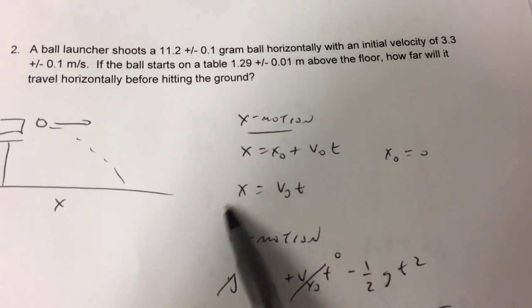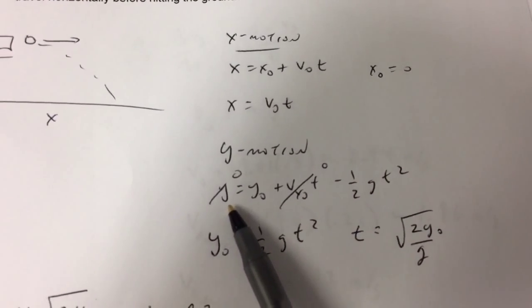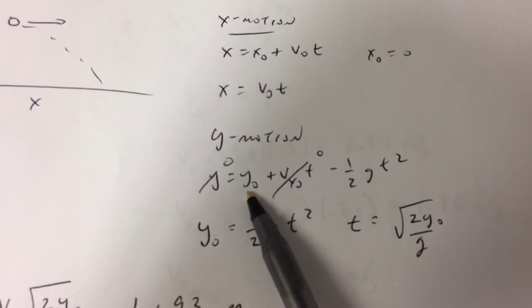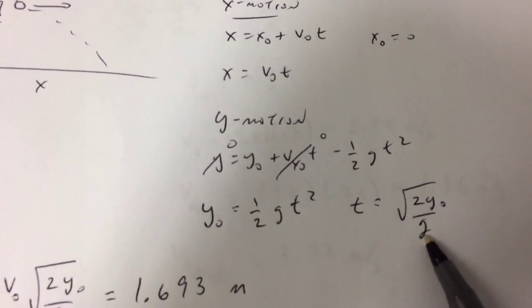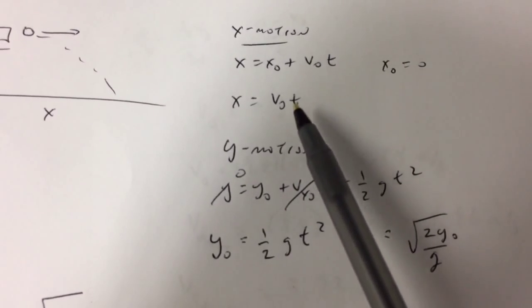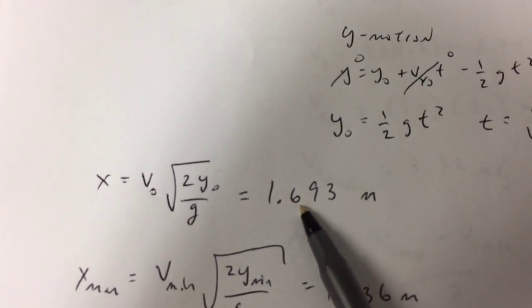So the initial position is 0, and the final position is just v0t. In the y motion, I know the final y is 0, the initial y is given, and the initial y velocity is 0, so I can solve for time right there. Now I'll plug that in up here, and I get this for the position. Plugging in my numbers, I get that.